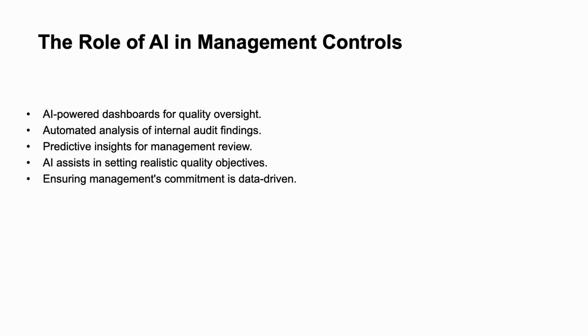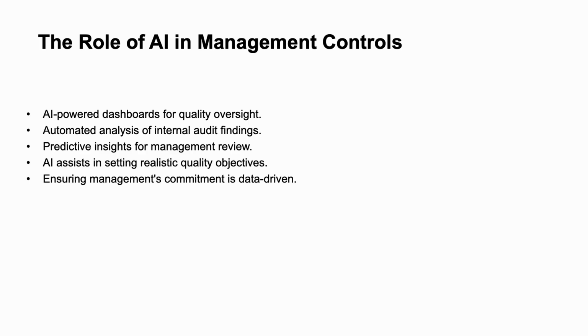AI is not just for the technical side of the quality system, it is also a powerful tool for enhancing the management controls subsystem. Senior management can use AI-powered dashboards to get a real-time, holistic view of the company's quality performance. These dashboards can track key quality metrics, such as complaint rates, CAPA cycle times, and on-time delivery. An AI system can also analyze internal audit findings, identifying recurring patterns or systemic issues that may require management's attention. This moves the management review process from a static, once-a-year event to a dynamic, data-driven activity.